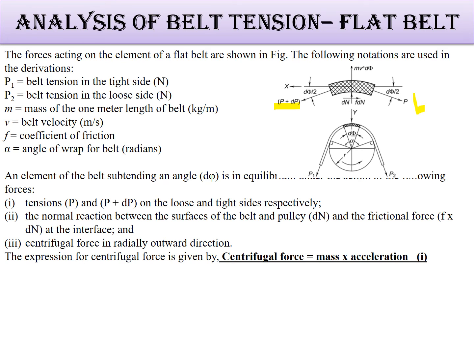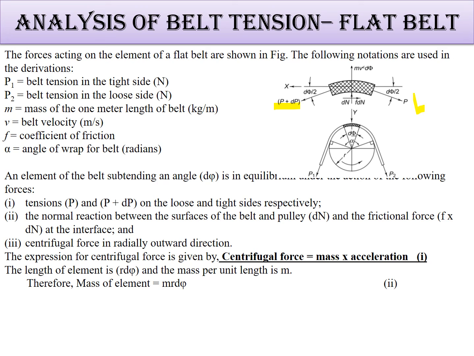So the centrifugal force in radial outward direction will be what? Mass into acceleration, which we know from the basic formula: centrifugal force is equal to mass into acceleration. So the length of element is r d phi and the mass per unit length is m. Therefore the mass of element will be what? m r d phi, which is shown here.